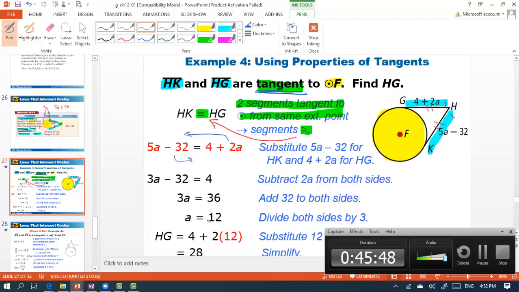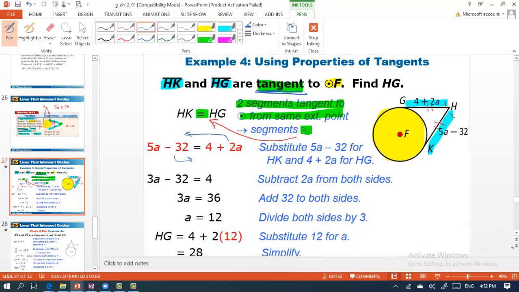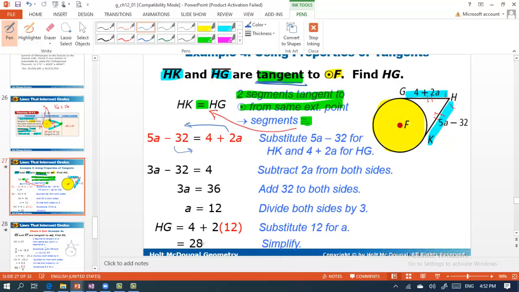Since we have found a, let us replace it here in any one of them. We replace in HG, and HG is 4 plus 2a, 4 plus 2 times 12, 24 plus 4 is 28. And by this we have proven that this is 28. We can check with the other one.